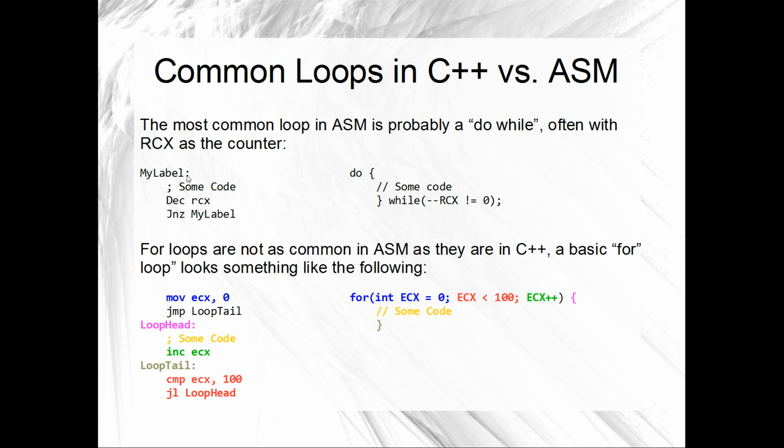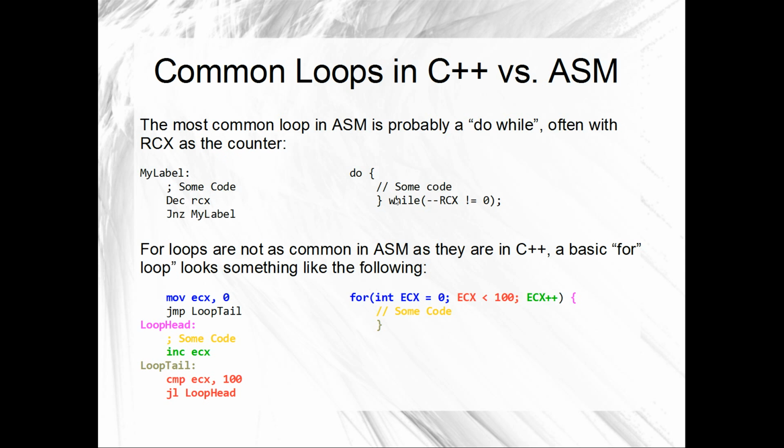So my label is the head of the loop. And then we've got some code, which would be the body of the loop. It's just a comment at the moment. But then dec RCX, jump not 0 to my label. That's very, very common in assembly. And what you do at the top of that, you set up how many times you want the loop to run in RCX. So for instance, you might have mov RCX, 100, and then this loop just here. What you mean by that is run this code 100 times.